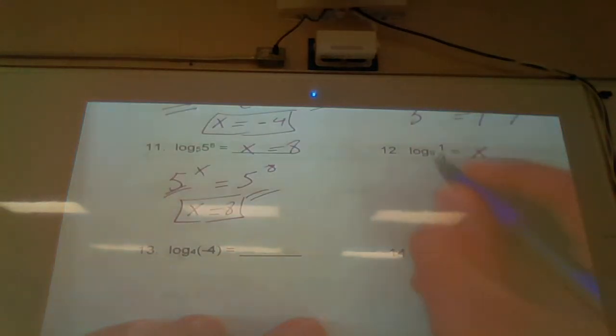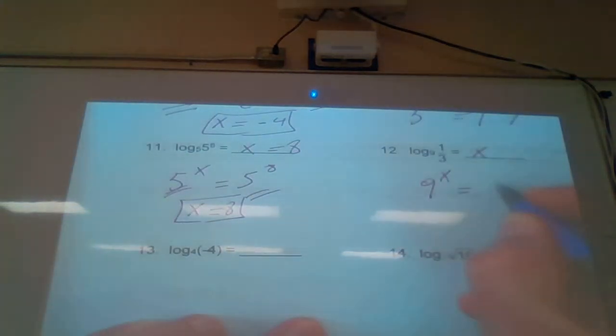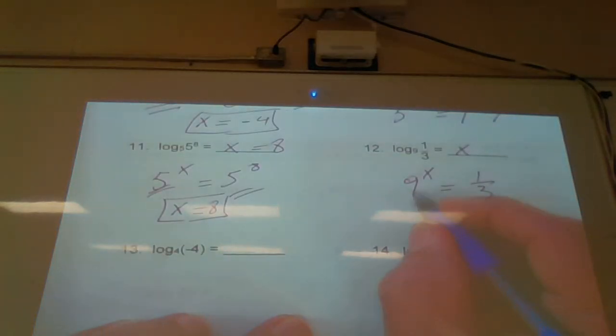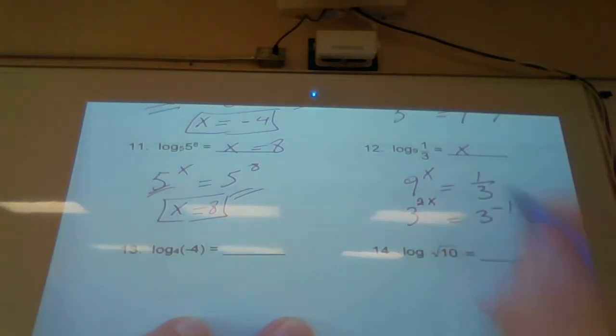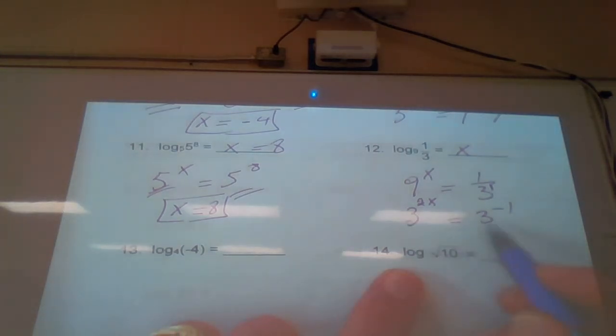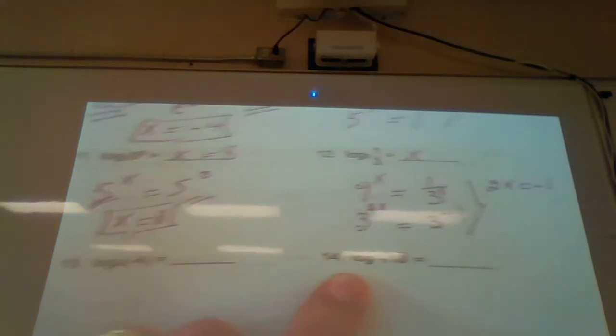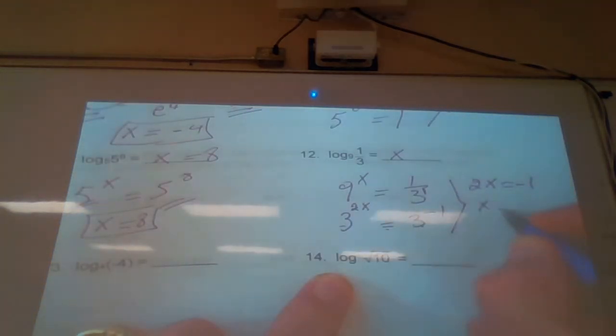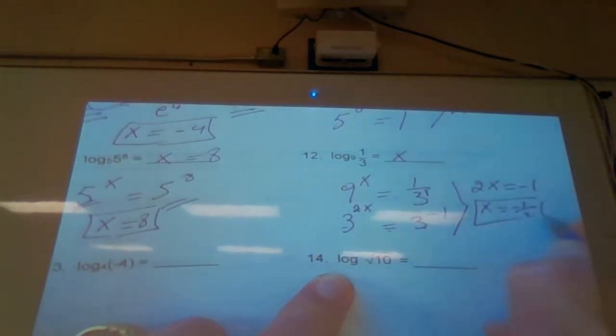Same thing over here, I have 9 to the x equal 1/3. So the 9 base will change to a base 3, that's 2 times the x. I'll bring this one up because this is 3 to the -1. By doing that, same base 3, equal sign, the rule says take those powers, set them equal to each other, and finish the algebra. So x is equal to -1/2.